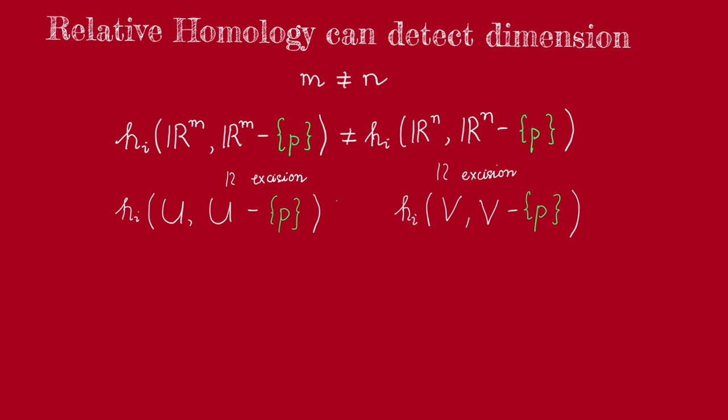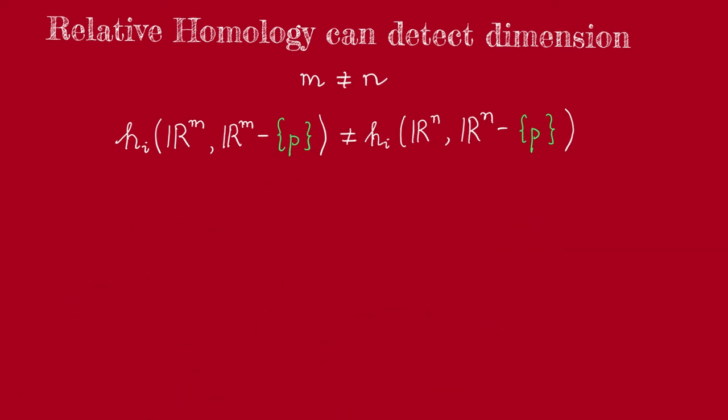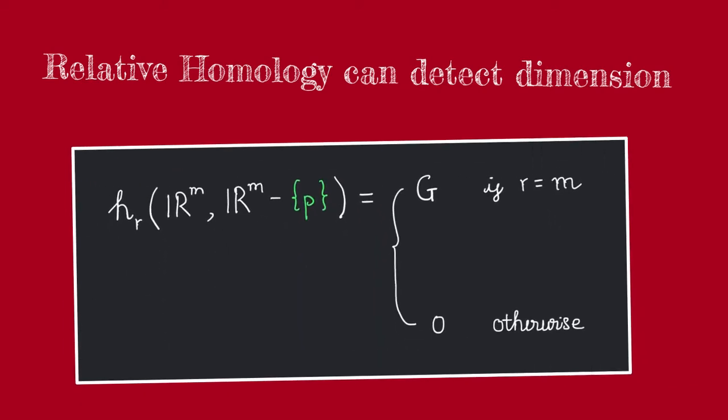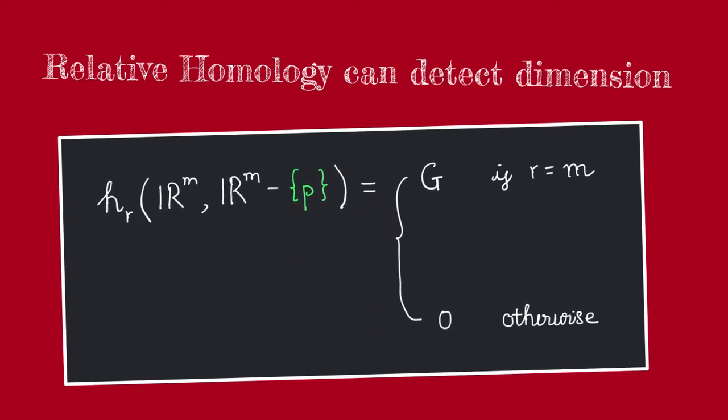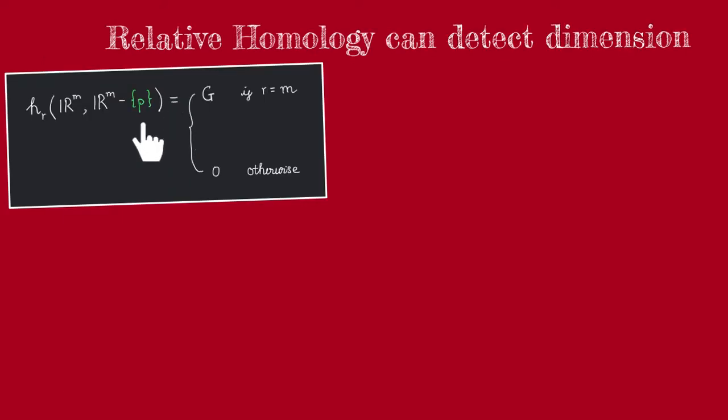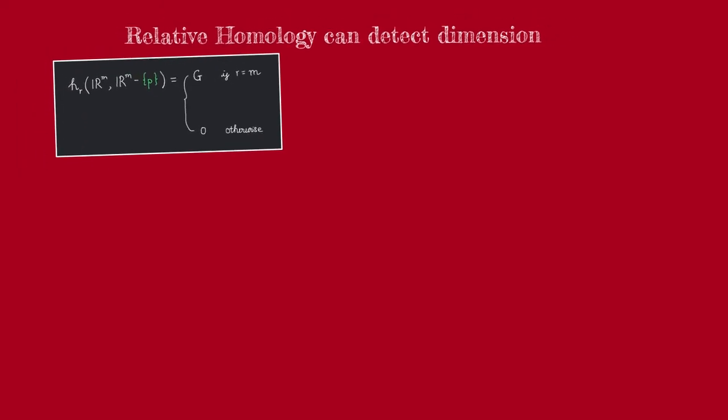Alright, so now let's come back and explain why these local homology groups help us detect dimension. Well, that will come from the fact that these relative homology groups of R^m are going to be non-zero only in degree m. We'll prove this using our usual tool for computing homology, the long exact sequence of homology of pairs. If we look at this pair, then we have the following long exact sequence.